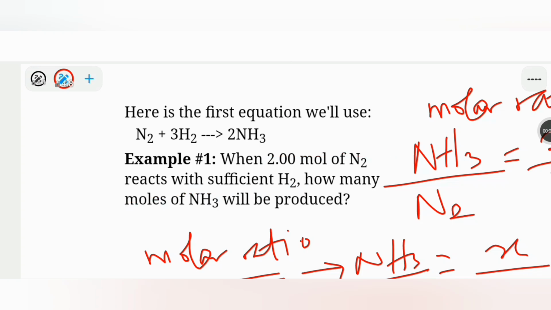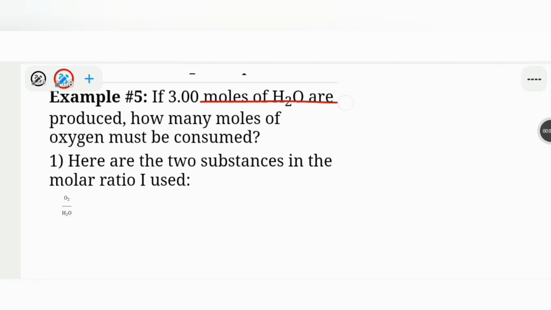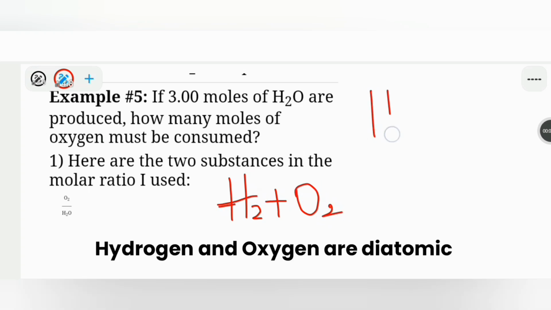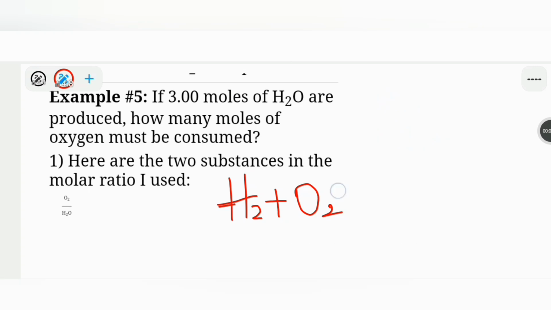Let's try on that one. Here's another question. If 3 moles of H2O are produced, how many moles of oxygen will be consumed? So this is a reaction between hydrogen, H2, plus O2. We don't write hydrogen as H, or you miss the answer. It's always H2 because it's diatomic. So when hydrogen and oxygen react, you're going to get H2O as a product.